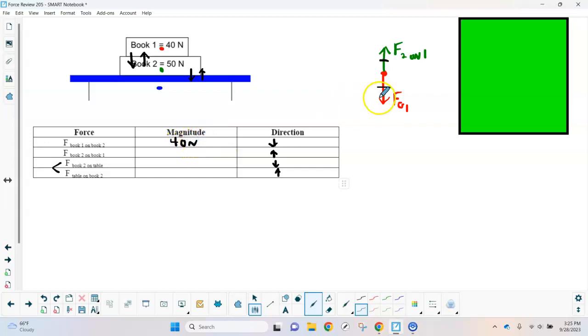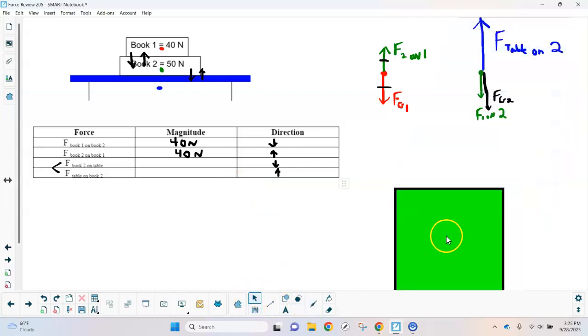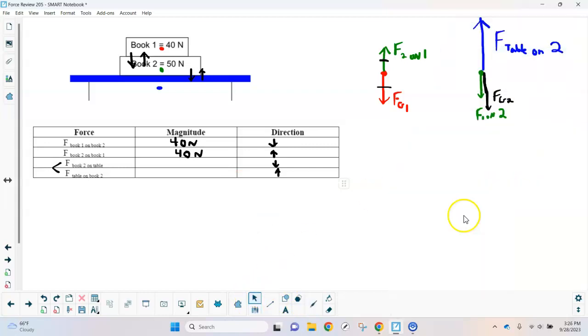So that's the force of gravity, that's what's pulling down. In order to make it so that it doesn't move, then the 2 on 1 has to be going up with that amount. So that action-reaction pair between 1 and 2 is equal to 40 in both. Then I did a free body diagram for the second book, which is the green dot here.